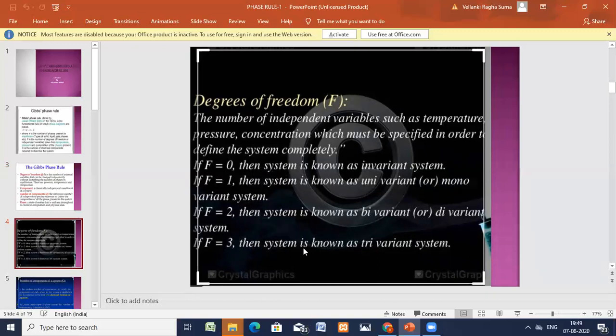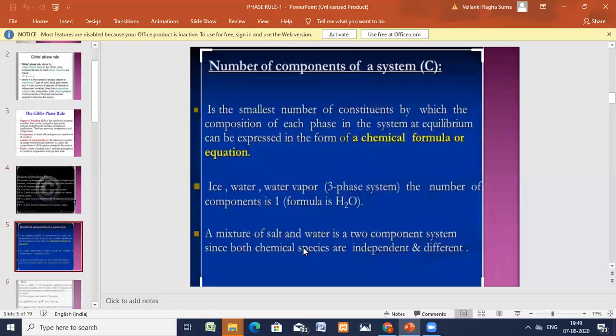So these are the independent variables: temperature, pressure, composition, density. All these are the independent variables, and by altering them, the phase will not change. Okay, that is degrees of freedom.